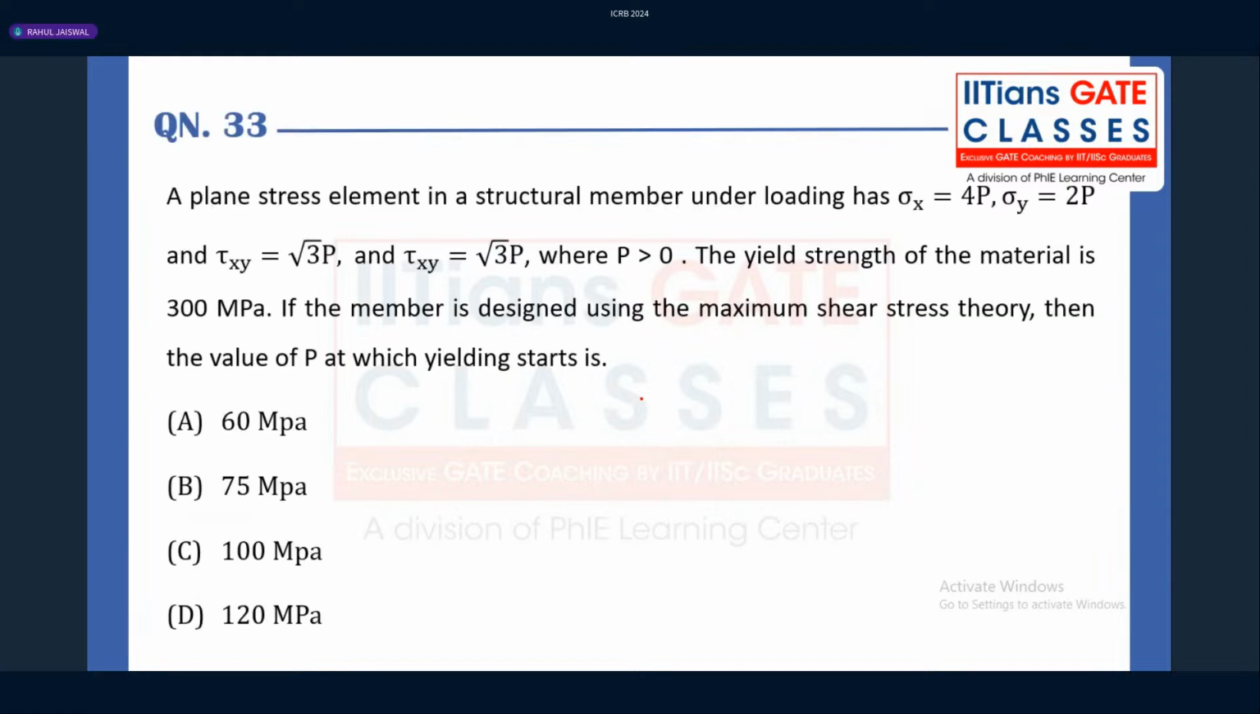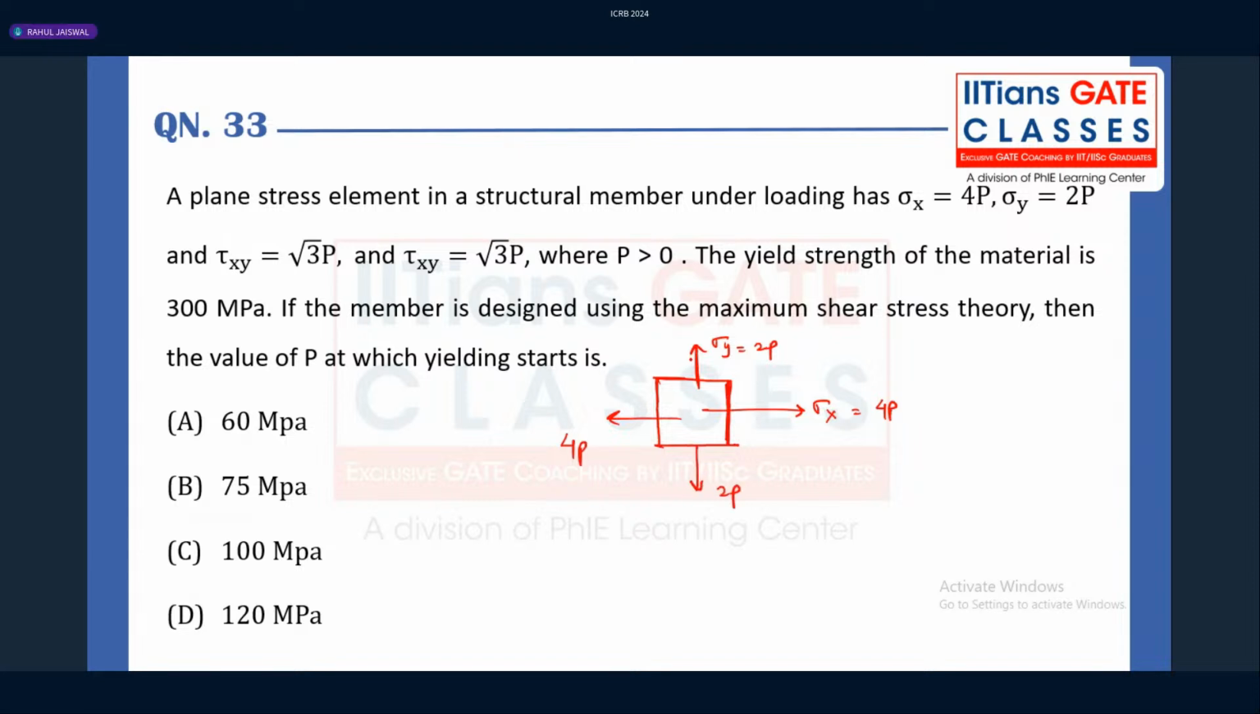Coming back to the next question, guys, if you observe this question, a plane stress. Again, this question belongs to machine design, where maybe you can also say strength of material, theories of failure. The plane stress element in a structural member loading is given as sigma x. That means if I draw here, sigma x is basically 4p, sigma y we have 2p, again to maintain the equilibrium.